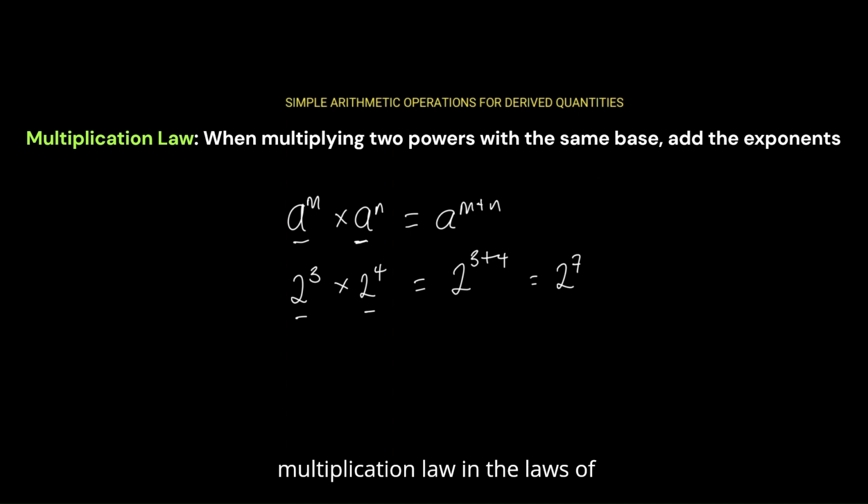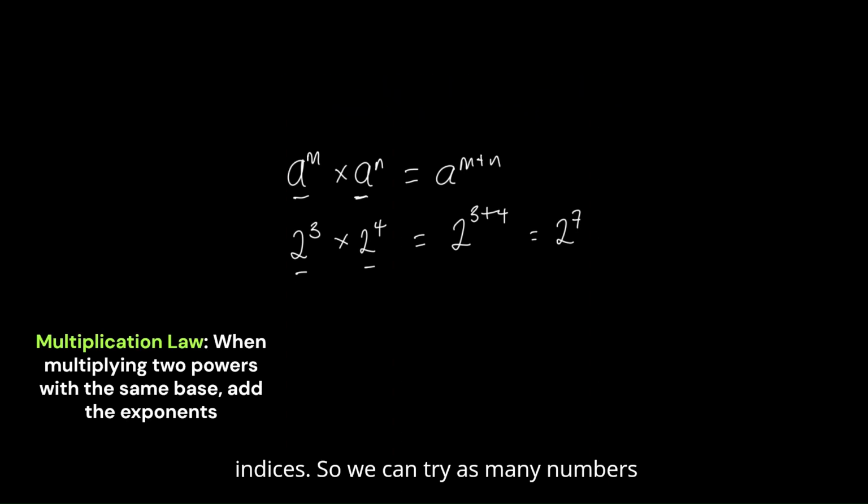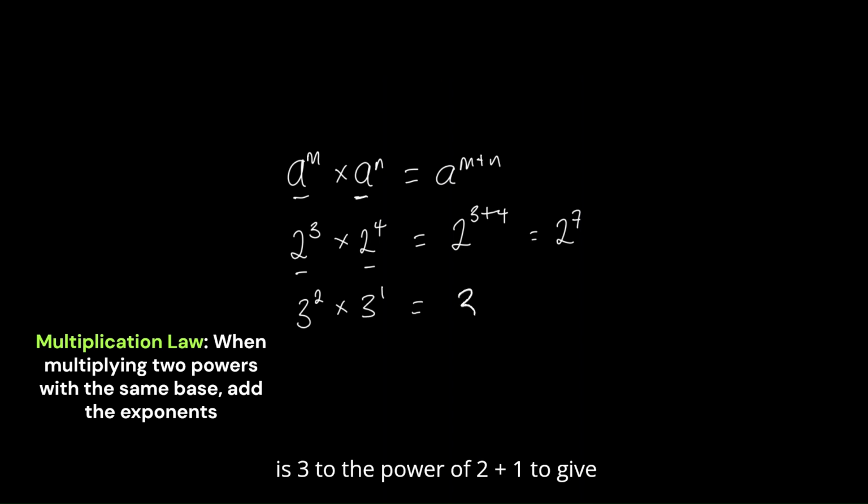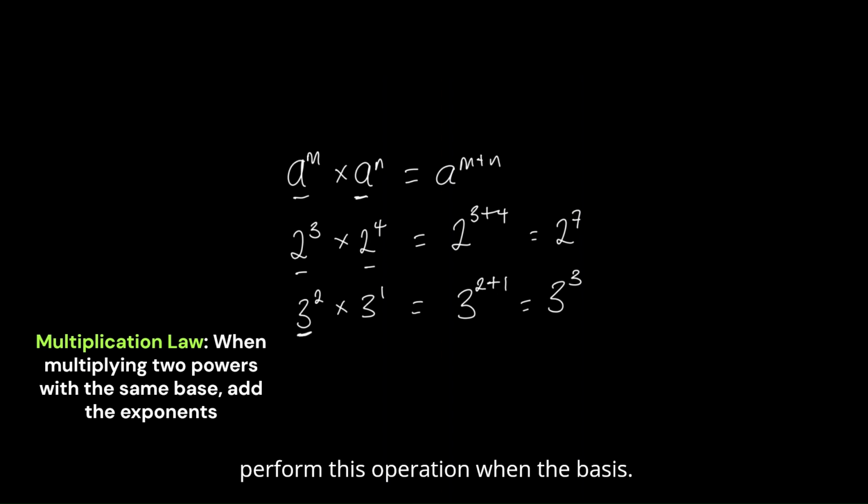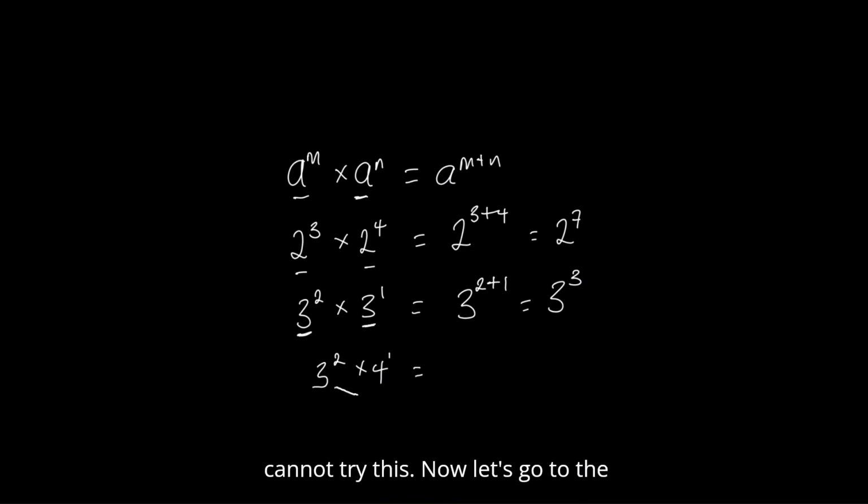This is called the multiplication law in the laws of indices. So we can try as many numbers as we can. 3 to the power of 2 times 3 to the power of 1. So we can say this is 3 to the power of 2 plus 1 to give you 3 to the power of 3. You can only perform this operation when the bases are the same. So if the bases are not the same, for example, you have 3 to the power of 2 times 4 to the power of 1, you cannot try this.